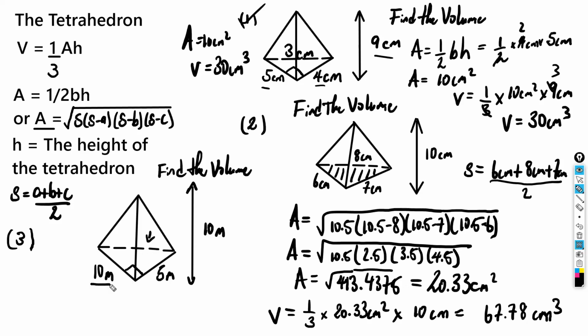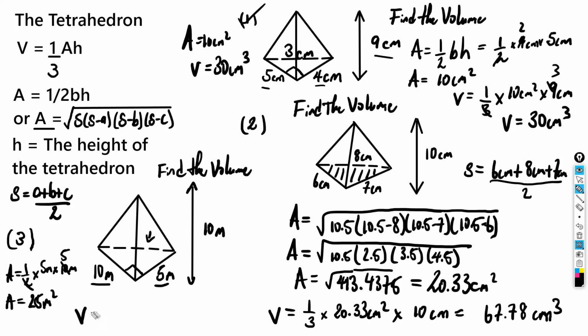But we do have the height and we do have the base, right? Because we have a 90-degree angle here, so we can see that we have the height and the base for the area, and we also have the height of the tetrahedron. Because we have everything we need, all we need to do is find A, which is equal to a half base times height. In this case, the base is 5 meters multiplied by 10 meters, and 2 can go into 10 five times, so the area should be 25 meters squared, right?